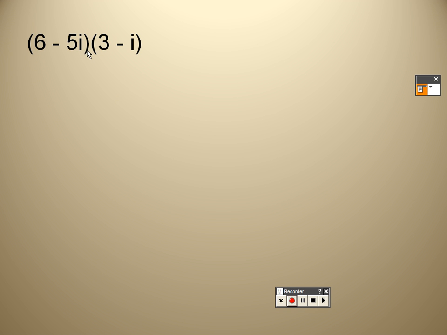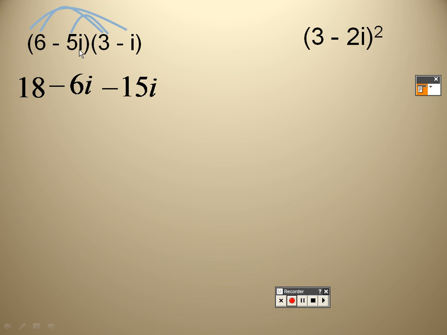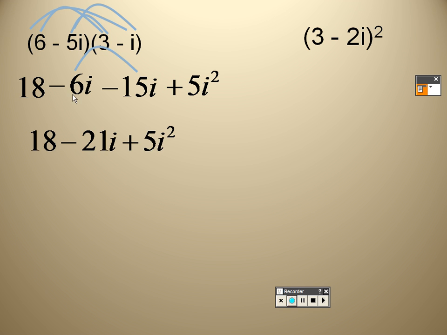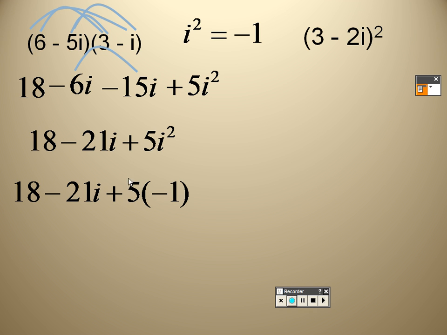This, because it's multiplication, it's like foiling. So 6 times 3, that is 18. 6 times -1, our i is -i. -5i times 3 is -15i. -5i times -i is +5i squared. Combine your like terms. -6i and -15i is -21i. Now you got to remember that i squared is also the same as -1, right? So really this is a -1 times 5, which is -5. So what's 18 minus 5? That's 13. So it's 13 minus 21i.